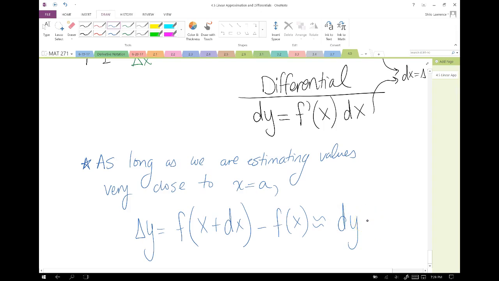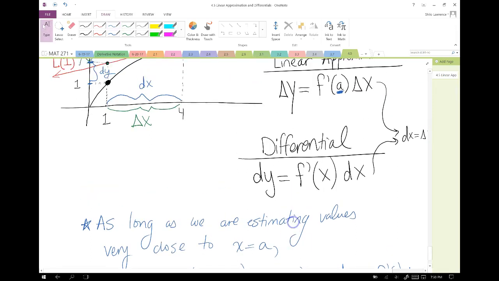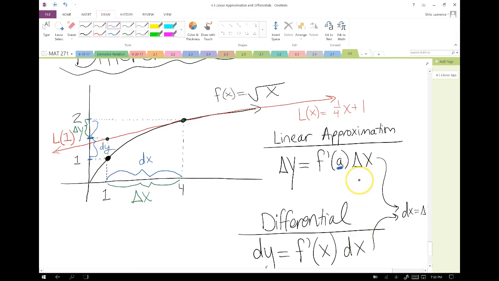We can get delta y, which is your new function value minus your old function value, and we can use that as an approximation for dy, which is our differential, which is purely based on our function in calculus, f prime of x dx. Now, this is kind of confusing. We're not going to do a whole lot with it now. The most important thing that I want to point out is that dx and delta x are exactly the same thing. And that's because x is the independent variable.